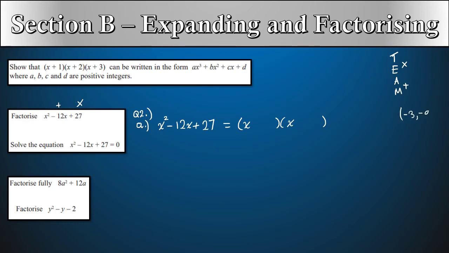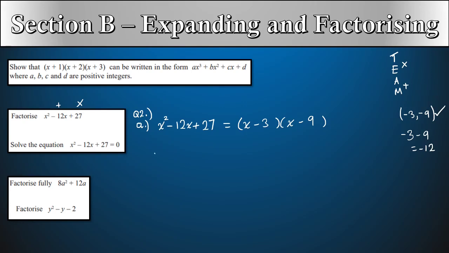My 2 numbers. So minus 3 times minus 9 does give me 27, and minus 3 plus minus 9, that's just the same as doing minus 3 minus 9, gives me minus 12. So in that case, they were my two numbers. And then all we simply do is x minus 3 and x minus 9. And we factorised it. Okay, so that's part A done there.